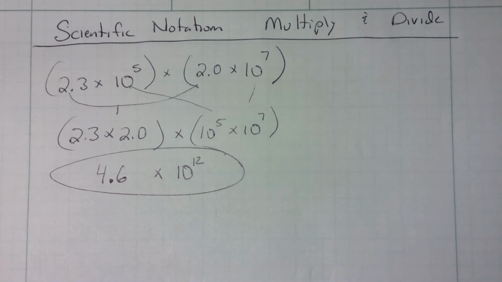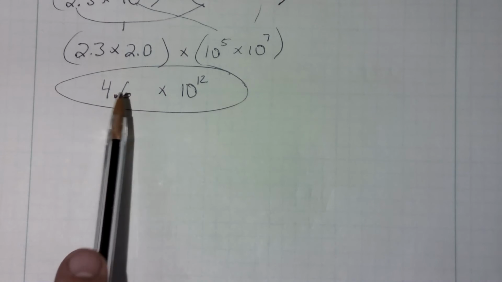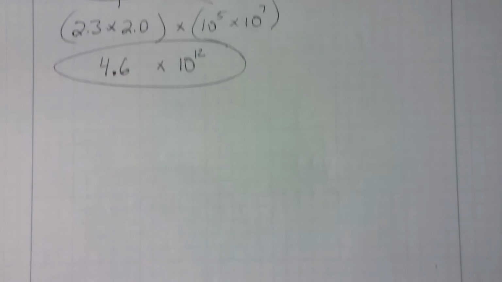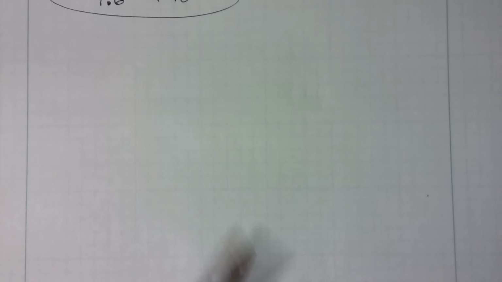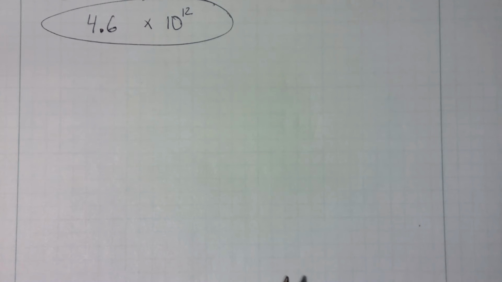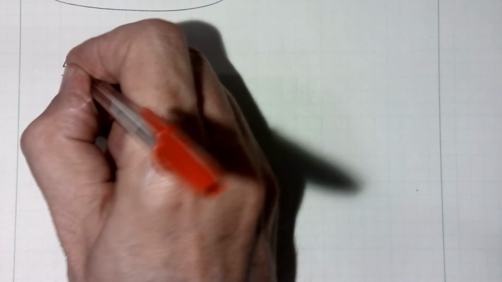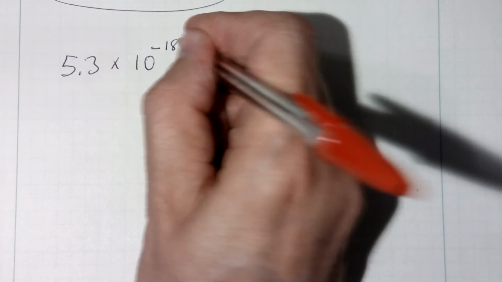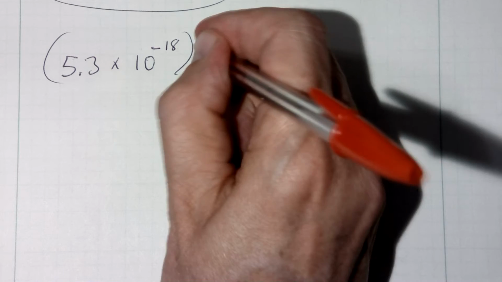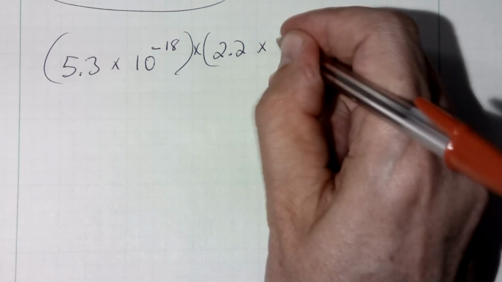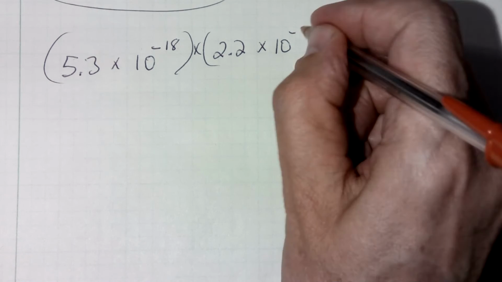Now, there will be occasions where you might have to make some adjustments because this number will end up being larger than 10. Remember, scientific numbers can only be written with that leading number larger than 1 but smaller than 10. Let's do an example. Let's say we have 5.3 times 10 to the negative 18th times 2.2 times 10 to the negative 7th.